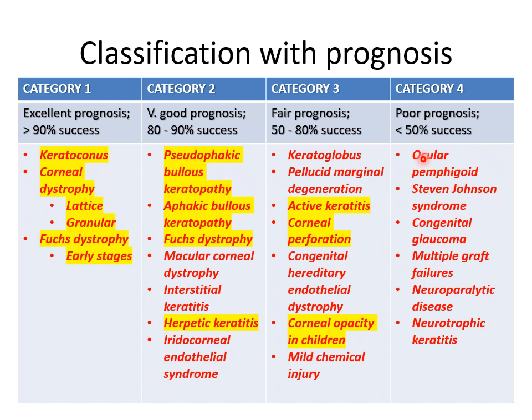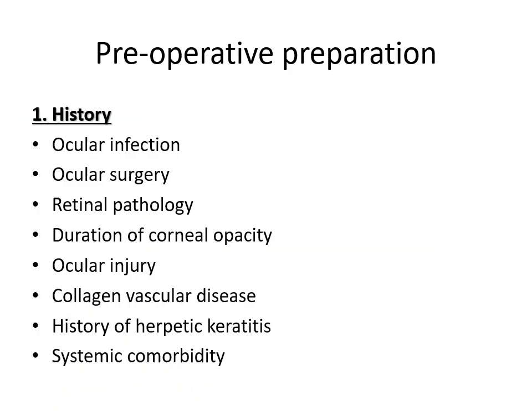Now, of these, the first, second, and the last two conditions are the ones that are going to probably persist despite the PK. That is why the poor prognosis and the poor success rate. So that is another classification.